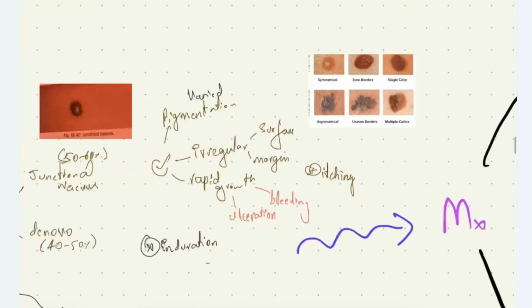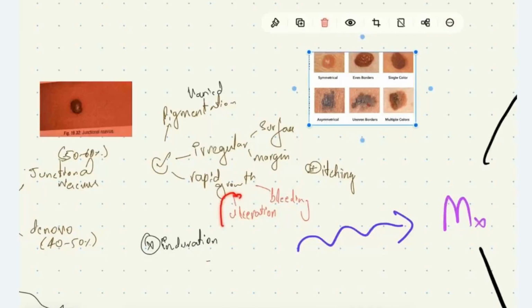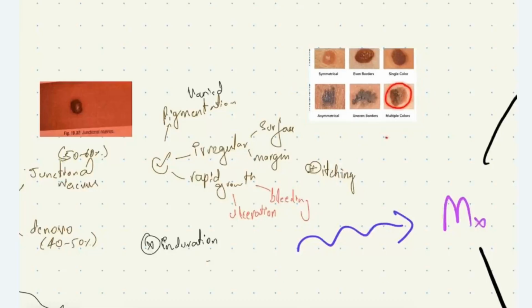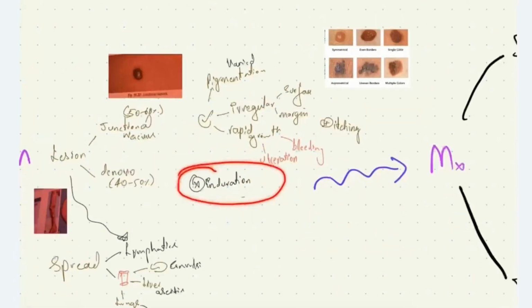and this lesion shows rapid growth with itching. With rapid growth, the lesion may eventually ulcerate and bleed. These are all the features of the lesion that we see in malignant melanoma. That is varied pigmentation, followed by irregular borders, irregular surface and margin, and then rapid growth of the lesion, which may eventually have ulceration and bleeding. We characteristically don't see induration, that is fibrosis, underneath the lesion in malignant melanoma.